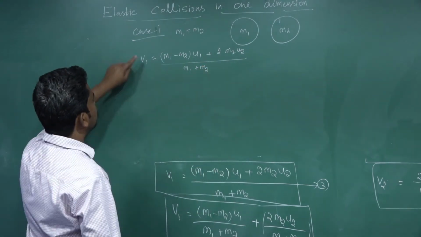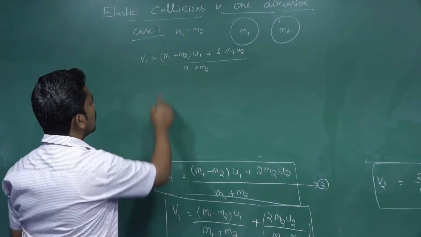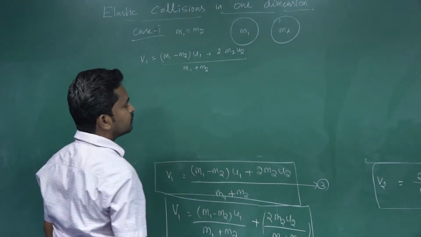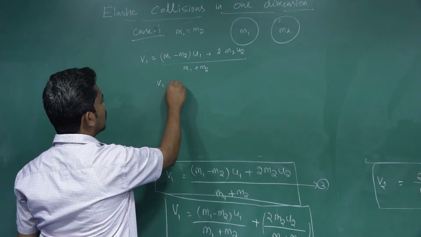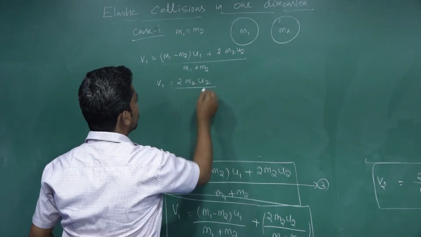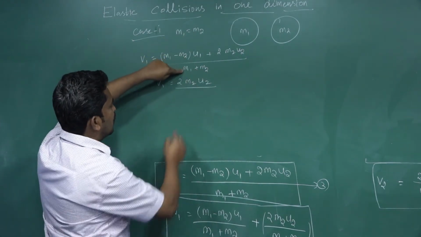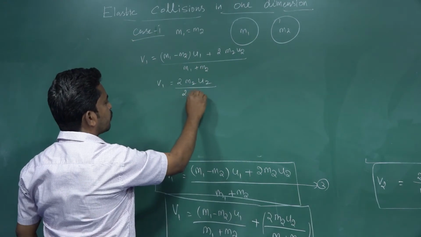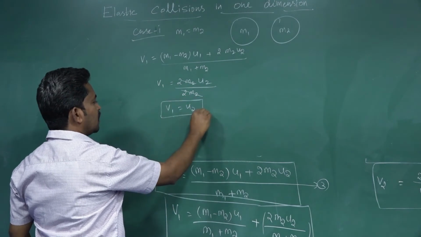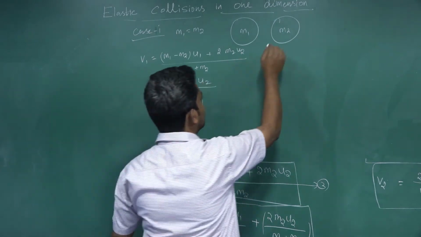Here apply the condition: if the mass is the same for the two elastic bodies, what happens? m1 is equal to m2. If m1 is equal to m2, then m1 minus m2 is 0, so that term is overall 0. Here v1 is equal to 2m2 u2 whole divided by m1 plus m2. Since m1 is equal to m2, m1 plus m2 equals 2m2, so the term is cancelled. So v1 is equal to u2.